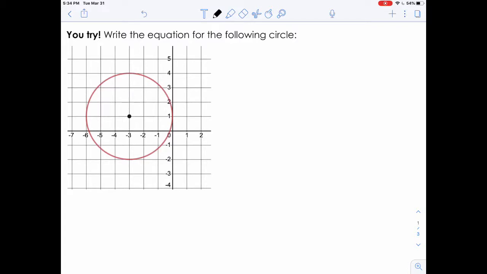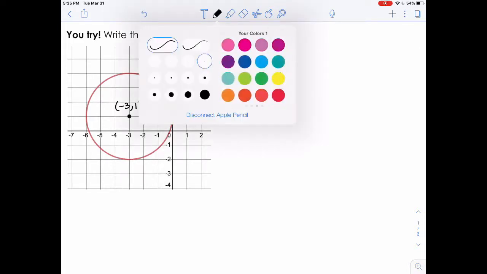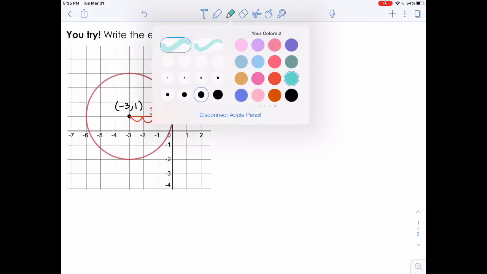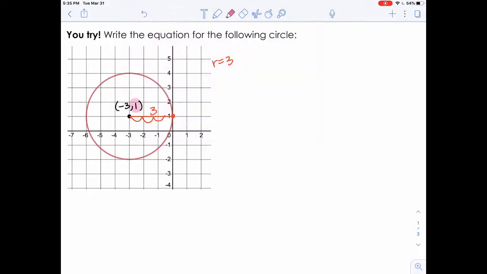Okie doke. Right here, we need to identify the center point, which is right at this black dot, and the coordinates of that point are at -3, 1. Okay, and I also need to identify my radius, which is going to be the distance from the center to any point on the outside of the circle. It's, of course, easiest to go straight if possible. Otherwise, we'll have to use that distance formula. But this one is nice and straight for me. I can go right to this point here. And the number of units is 3 units. So my radius is 3. And then my center point is at -3, 1.